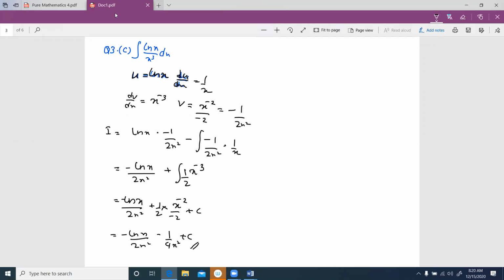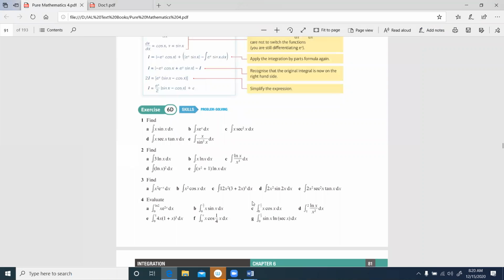Right. Then let's move to another question. Ln x squared we did. This question also you can manage.